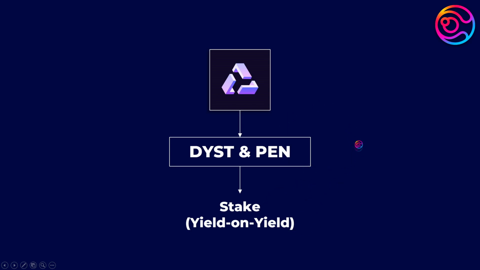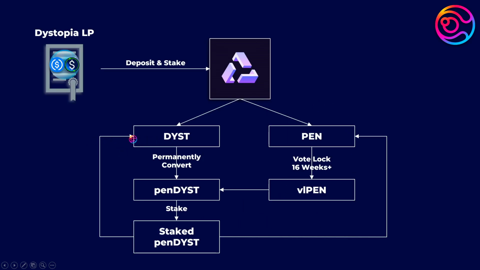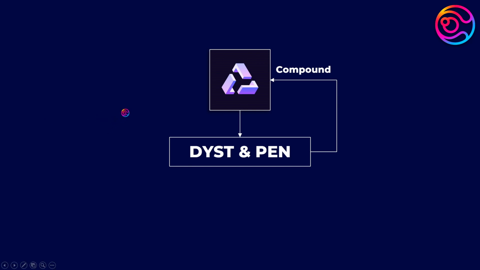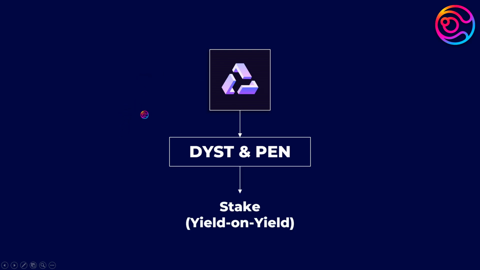Hence, yield on yield. Converted and staked DYST, which is penDYST, will earn more DYST and PEN, and staked PEN, which is vlPEN, will earn more penDYST. This creates a loop of more and more compounded yield within Penrose thanks to the yield-bearing nature of staked penDYST and vlPEN. Users with a low-risk appetite may only choose to stake and compound stablecoin LPs as a way to earn yield on their stables. Users with a higher risk appetite may choose to maximize their penDYST and vlPEN positions.